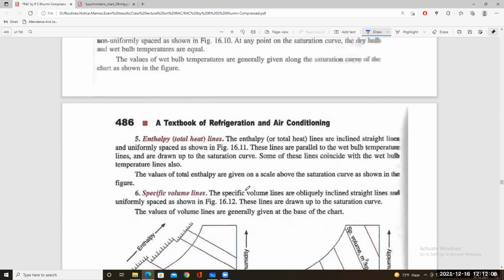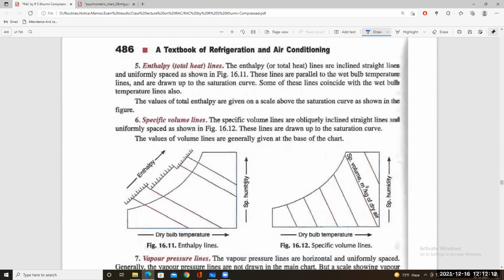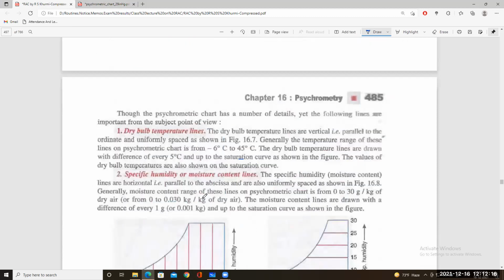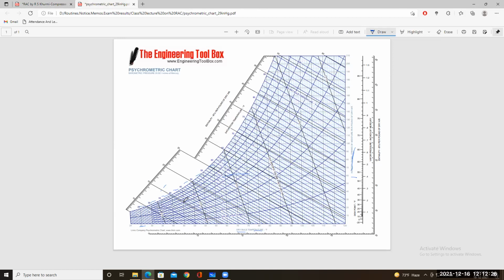Enthalpy or total heat lines. The enthalpy or total heat lines are inclined straight lines and uniformly spaced. This is the enthalpy line, which is shown in this diagram, in kJ per kg. This is the straight line, the enthalpy line. This is the inclined line which is drawn here. Like this, it is called the enthalpy line.